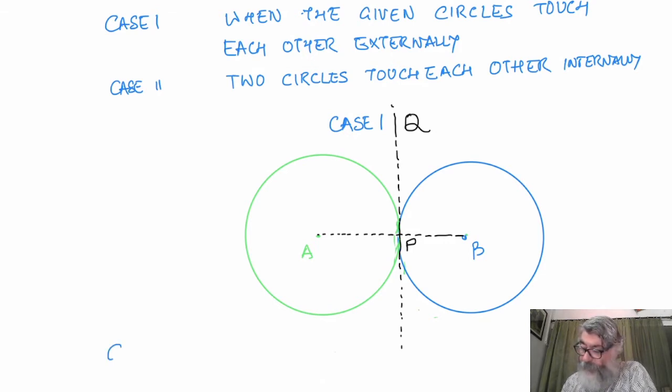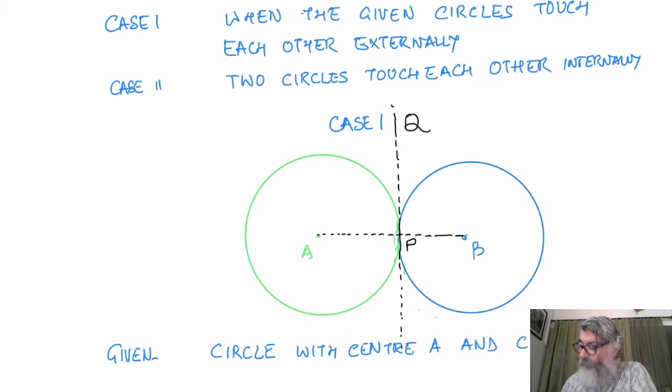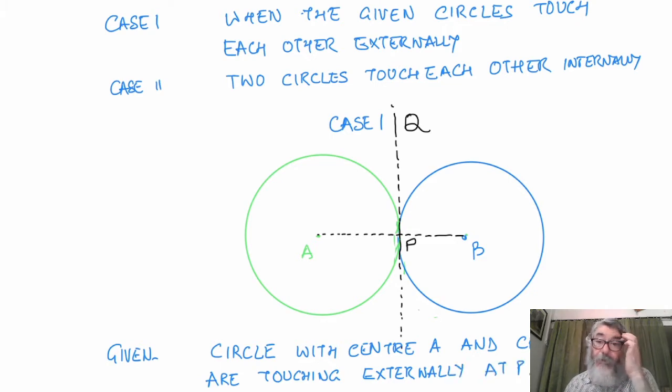Given: circles with center A and center B are touching externally at P. This point P is the point of contact.